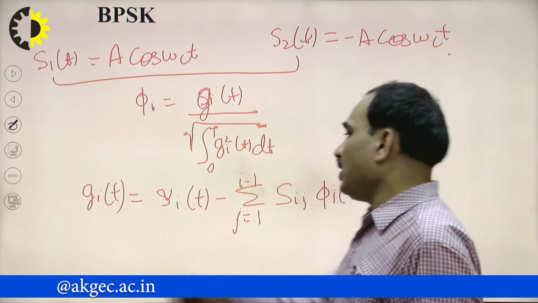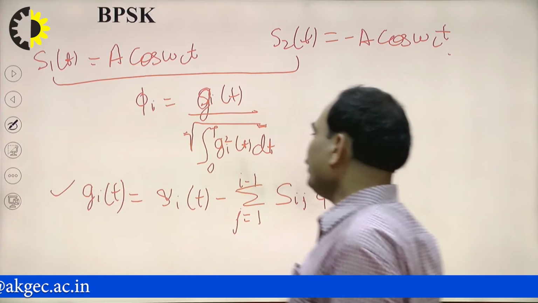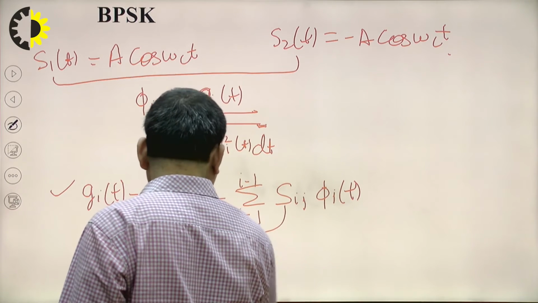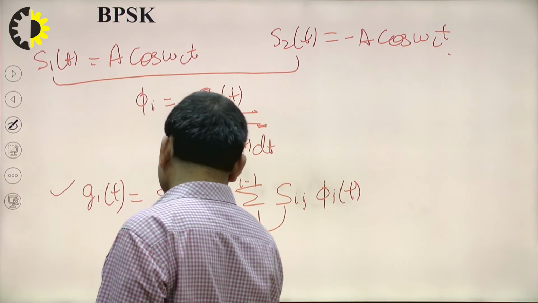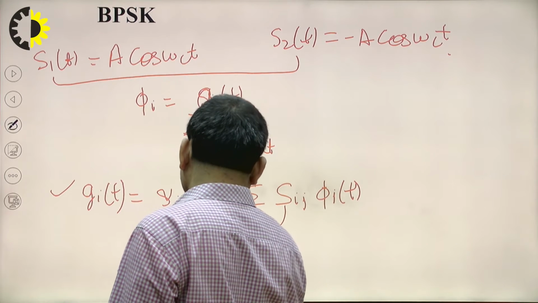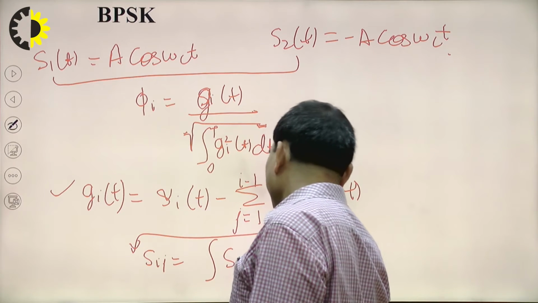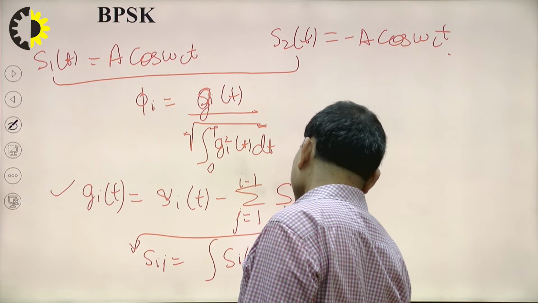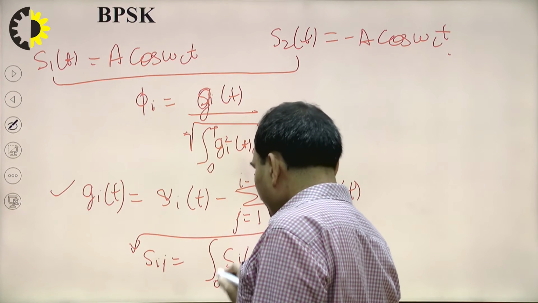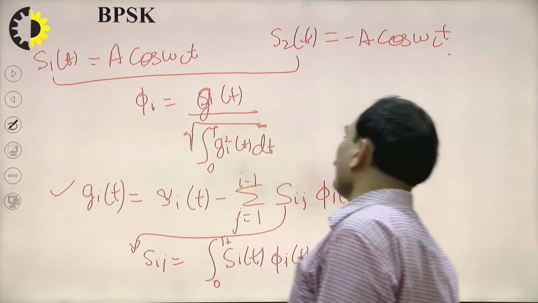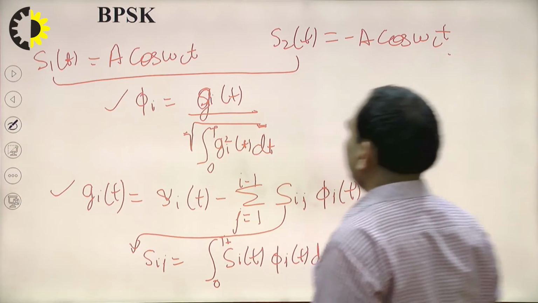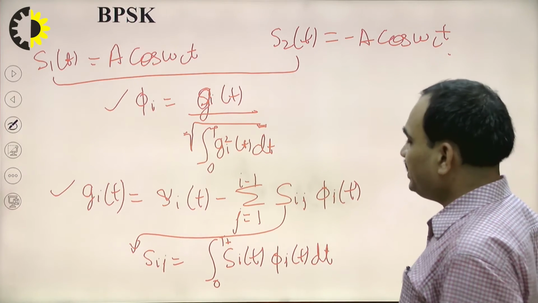So this is how we can find the intermediate function, and we can find this coefficient sij, which is given by the integration of si(t) into φj(t) dt. The limit is from 0 to T. So we can find the basis function φi(t) using the intermediate function.